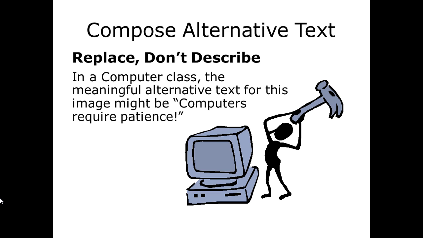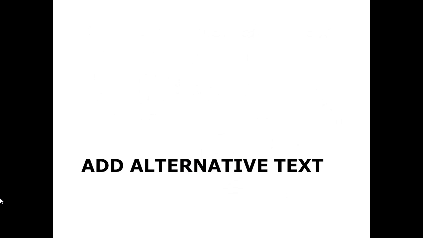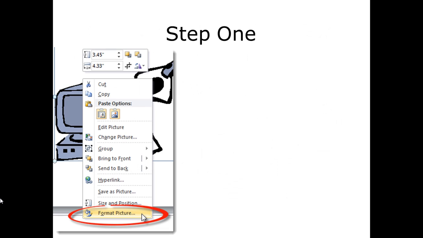And in many cases you'll see it really doesn't matter so much what the visual actually looks like. You want to make sure that you're going to convey the same objective with text that you're trying to convey visually. How do we add alternative text in PowerPoint?